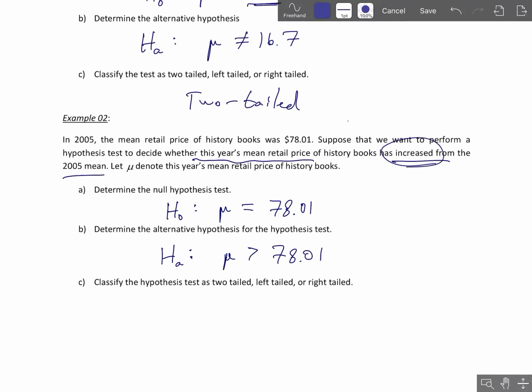So in this case, because we're just trying to investigate whether the actual mean has increased, we're not looking at a two-tailed test. This would be a right-tailed test because we want to know whether mu lives off to the right from 78.01. So this is sort of our assumed or default mean, and then we're trying to figure out whether this year's mean has increased over here to the right. So have we moved over here to the right? So this would be right-tailed.